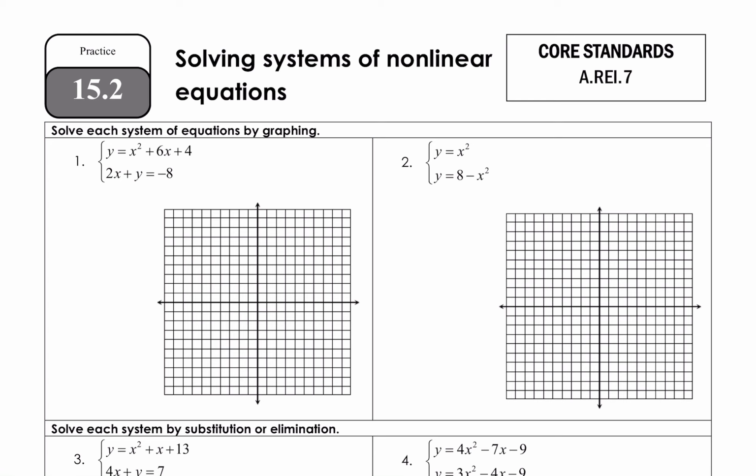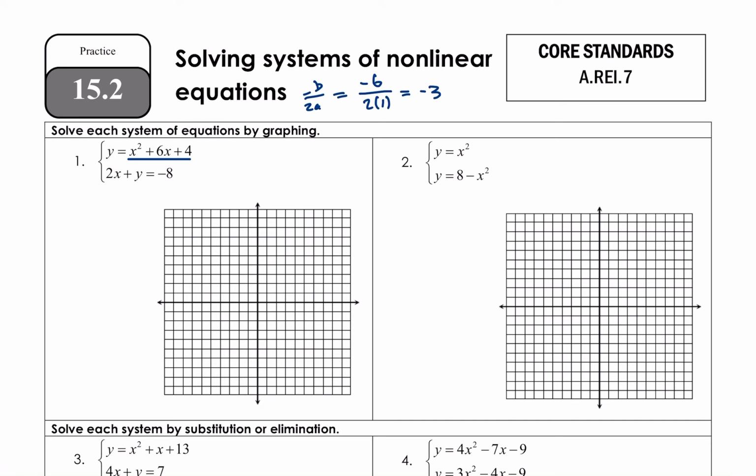Okay, looking at this first equation, x squared plus 6x plus 4, how do we graph? Well, first, we need to find the x-coordinate of our vertex. How we do that is we do negative b over 2a. In our case, b is 6 and a is 1. So we can say negative 6 over 2 times 1, which simplifies to negative 3. So that is the x-coordinate for our vertex.